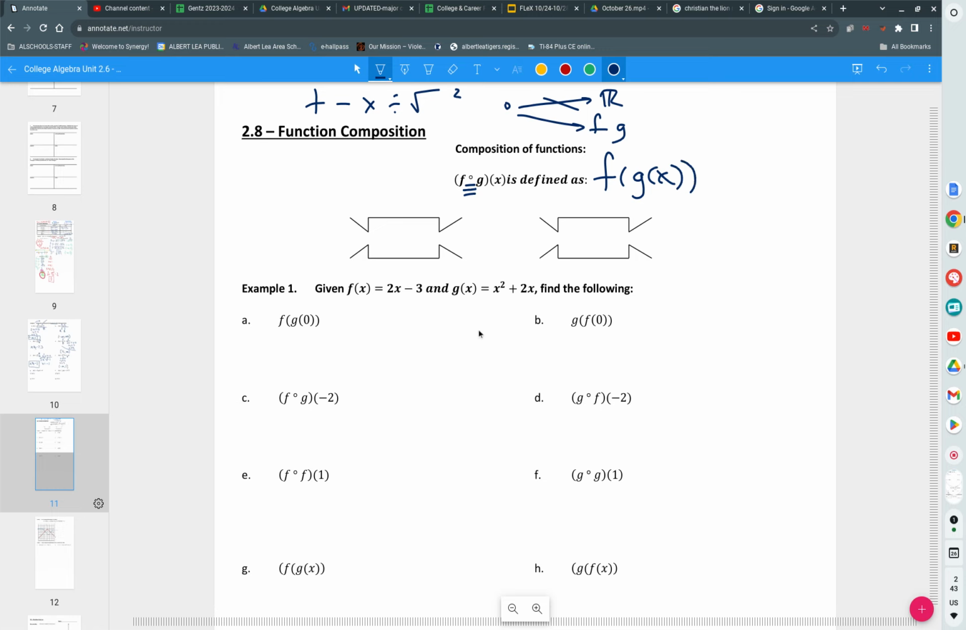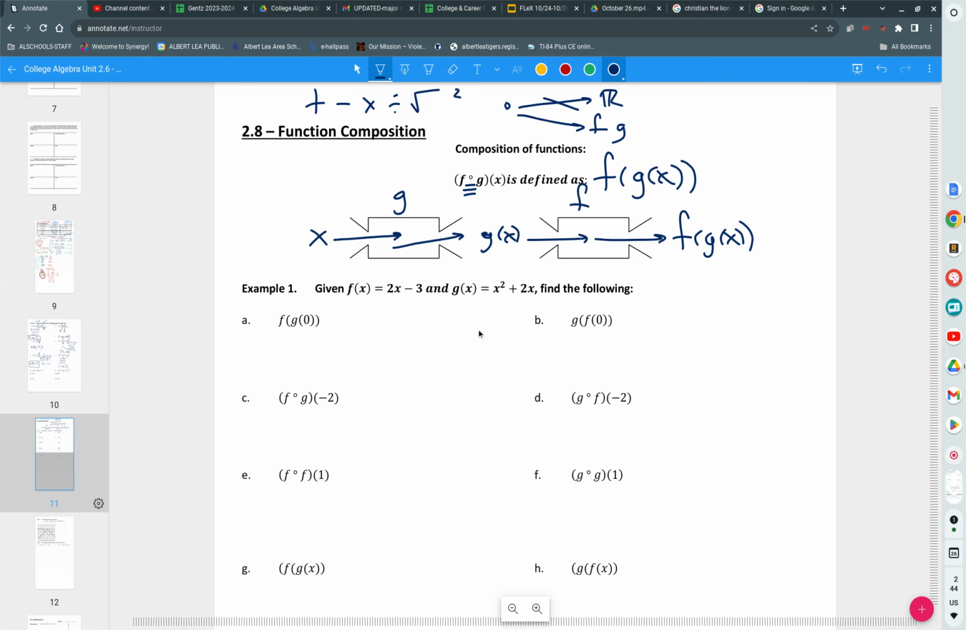So what that means is you have two different functions. You have g and you have f. You go ahead and take x and you drop it in for g. You then get an output, and the output is g of x. What do you think you do with that output? You then plug it in for f, and you get f of g of x.